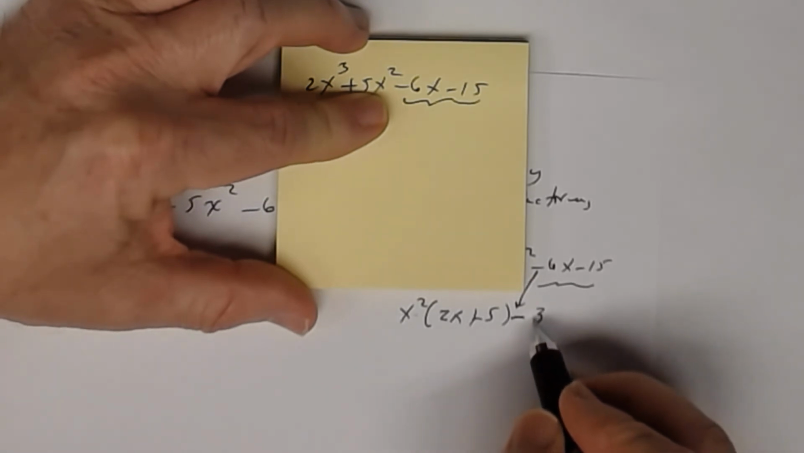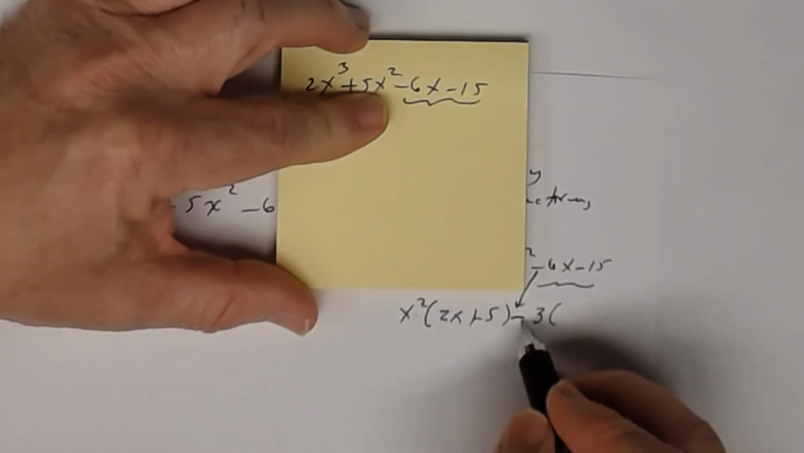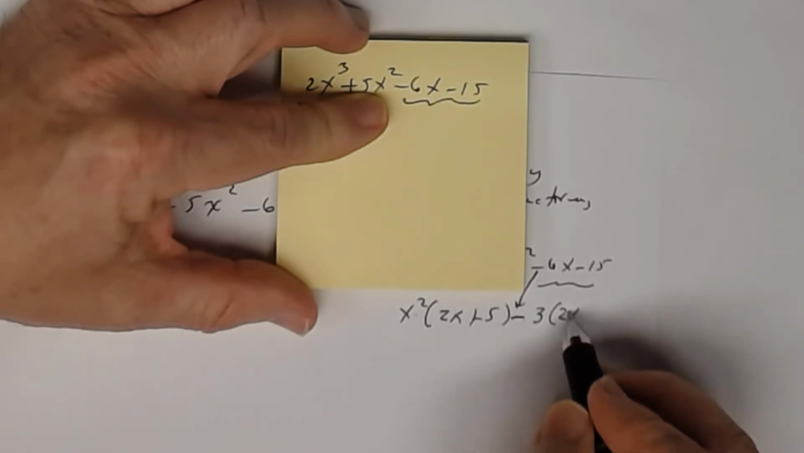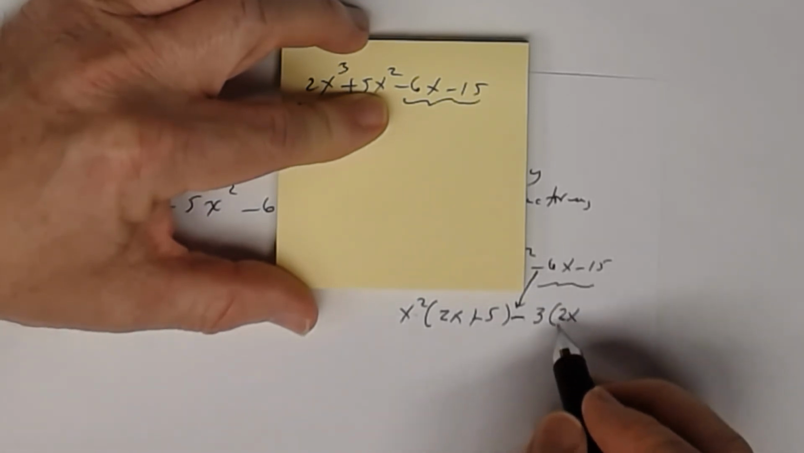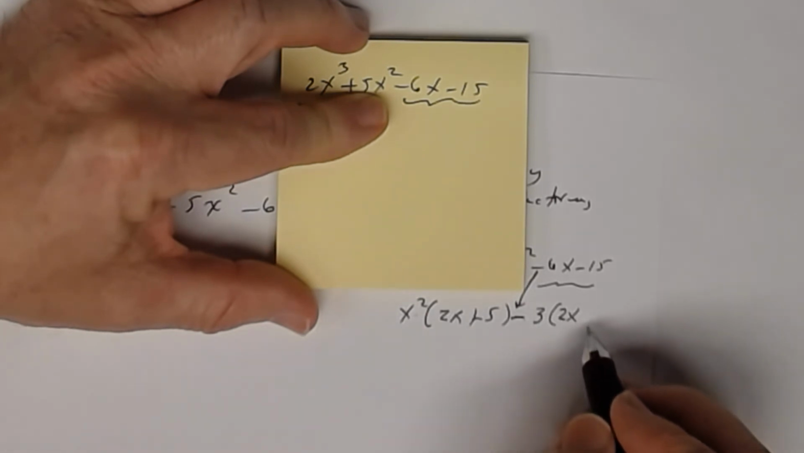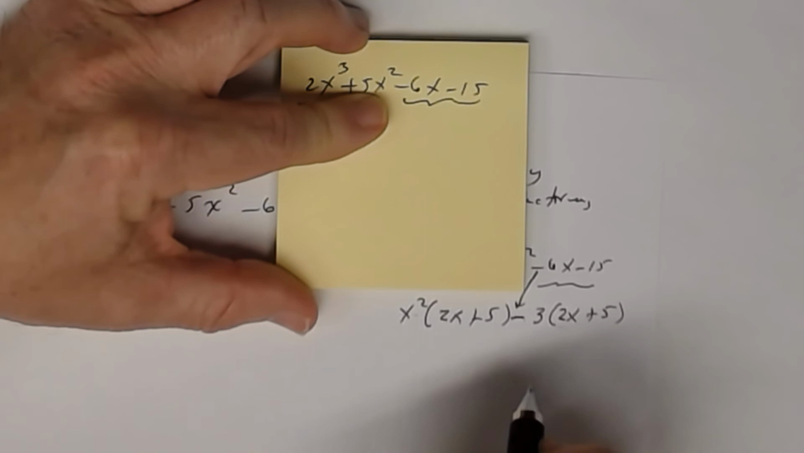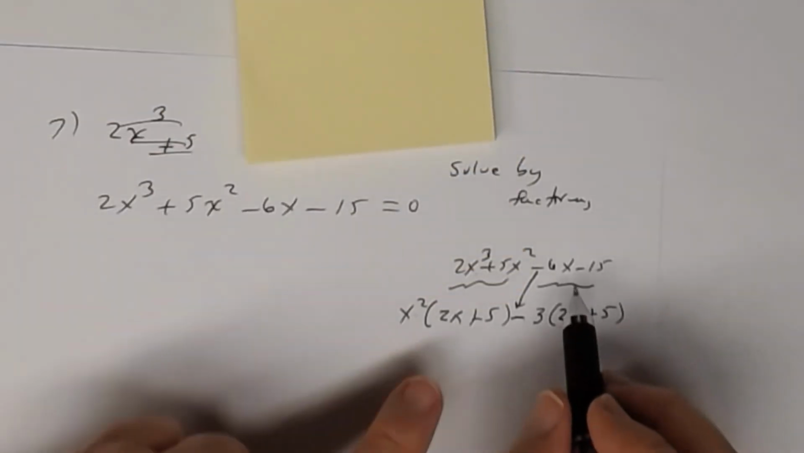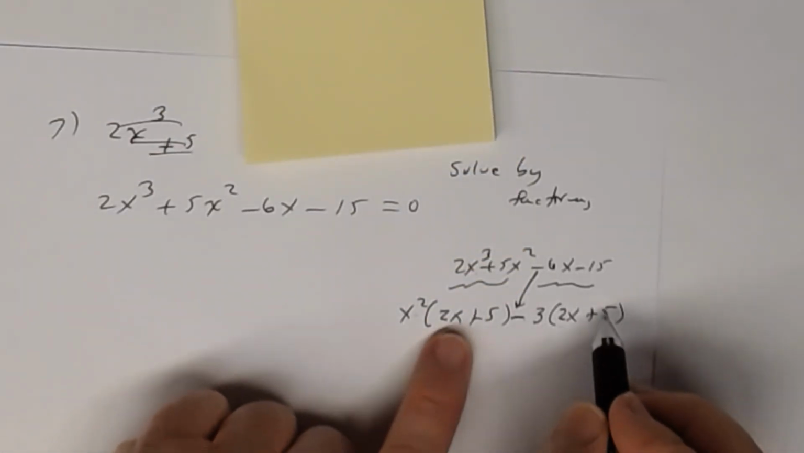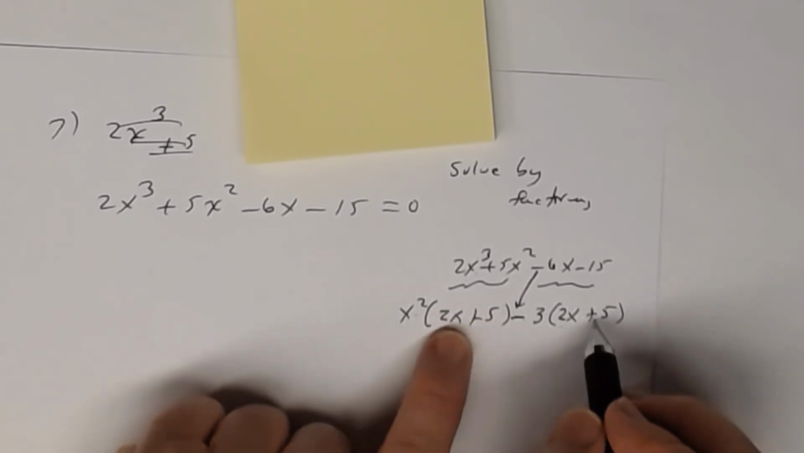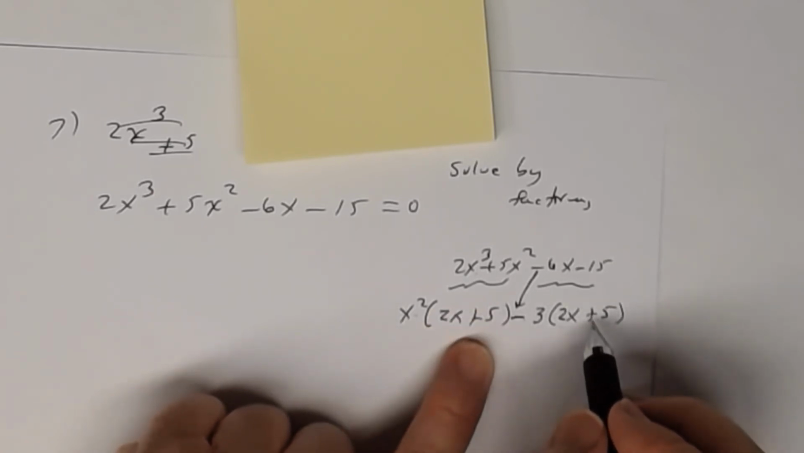And so when I factor out that negative 3, I get negative 3 times 2x, and always verify. Negative 3 times 2x is a negative 6x, and then negative 3 times a positive 5 is a negative 15. If you're doing this correctly, those two expressions you have in parentheses better be the same. So notice they're the same.